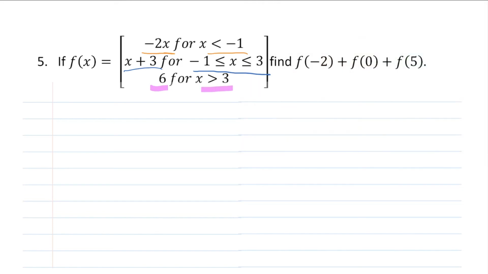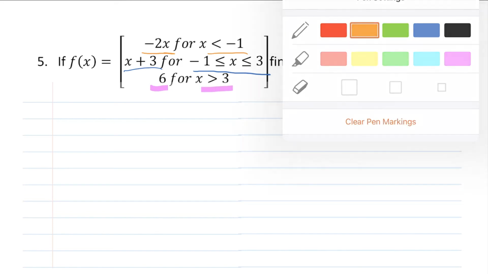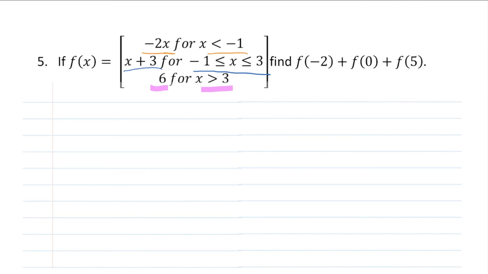Alright, let's get to it. So for f of minus 2, I'm going to have a look here. That exists when x is less than negative 1. For f of 0, that exists between minus 1 and 3. So I'm going to give it the blue color. And over here for f of 5, that exists when x is greater than 3. So let's put all that information in.